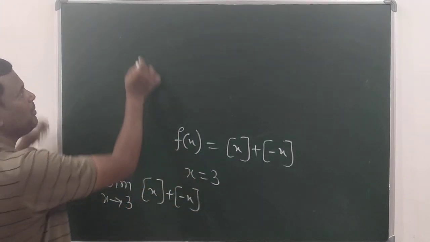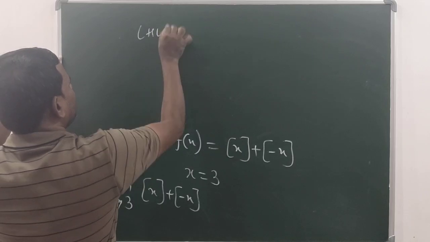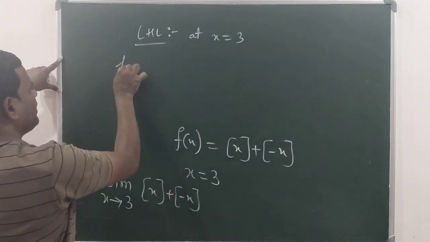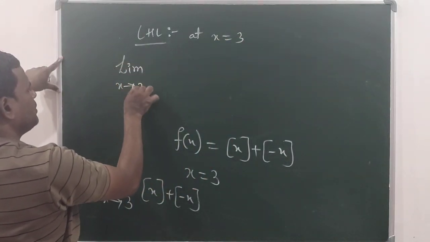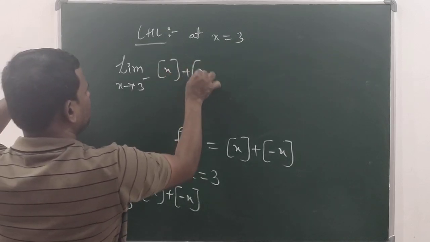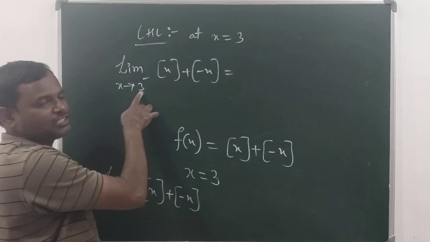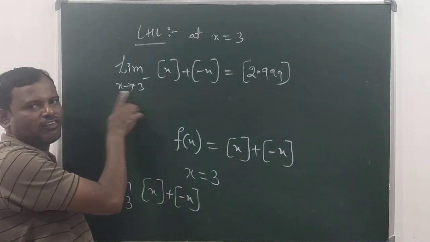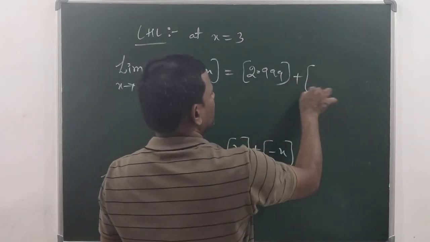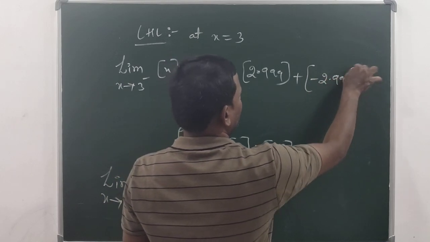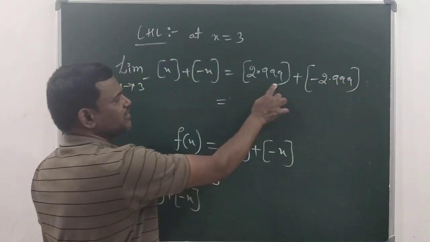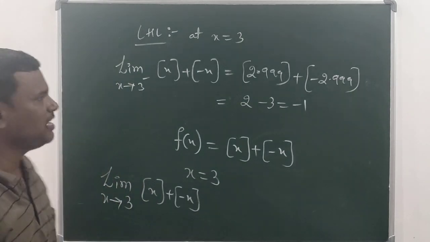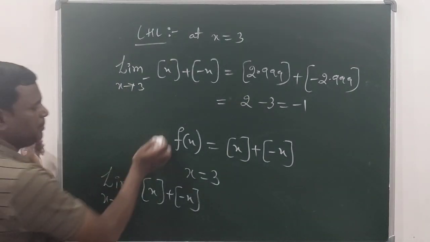Shall I check the left hand limit at 3? The left hand limit of that given function at x equal to 3. Now find the left hand limit: limit x approaches 3 minus of step x plus step of minus x. Now here 3 minus means how much can it be? 2.999, no? An approximate value of x. Now step of 2.9999 is 2, and what about step of minus 2.9999? Minus 3. Now you got minus 1 as the left hand limit at 3. Now prepare the right hand limit.